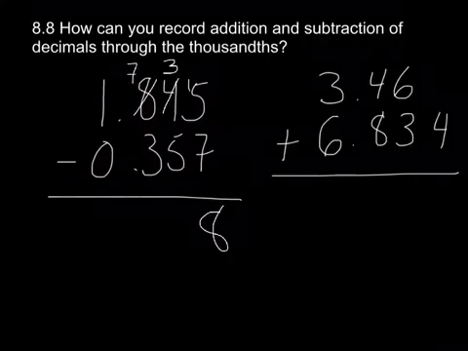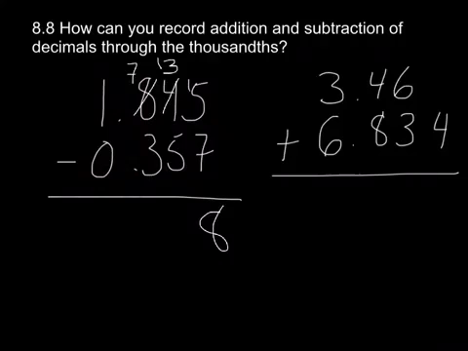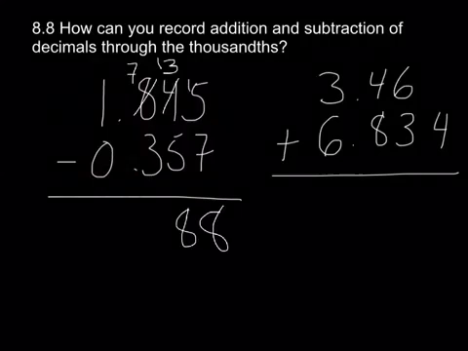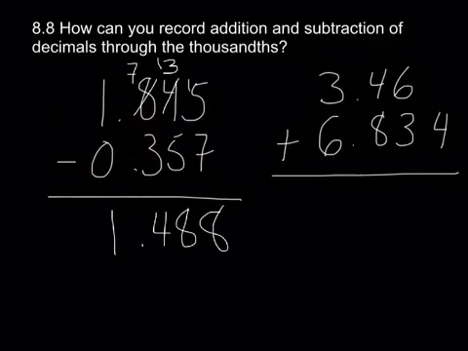A lot of borrowing. Notice I'm showing all of my work. Please make sure that you do the same. 13 take away 5 is 8. 7 take away 3 is 4. I bring down my decimal, and 1 take away 0 is 1. And so my answer would be 1 and 488 thousandths. It's a lot, isn't it?